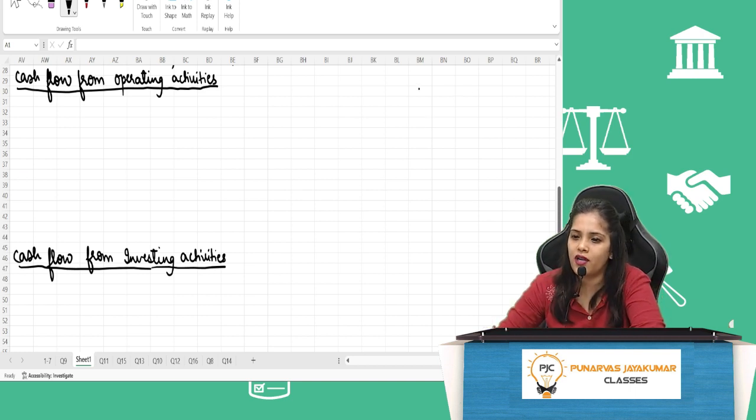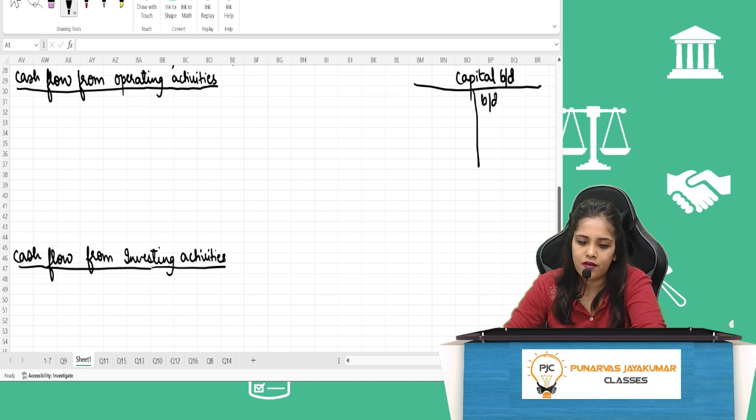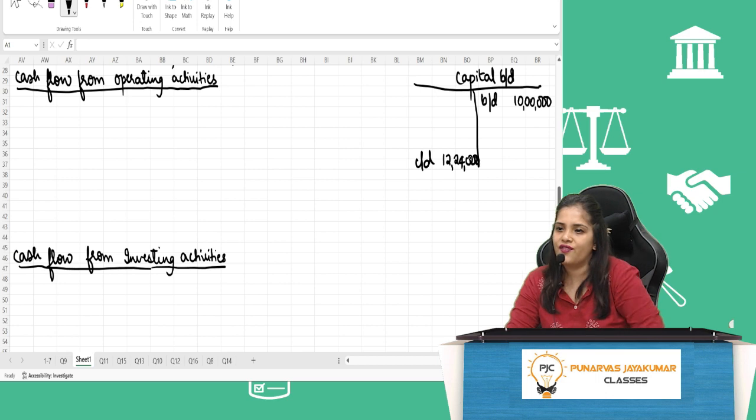So we should always open an account. Okay? So we will write capital account, balance brought down 10 lakh, balance carried down 12,24,000. Okay? We will see what the difference is later.